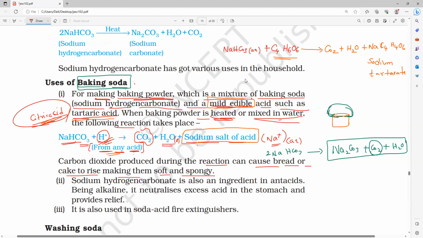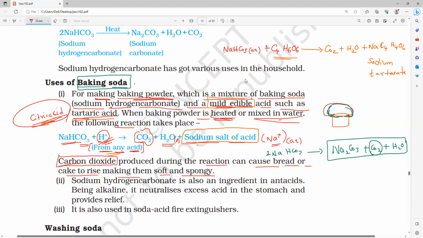So who is making that bread or cake sponge and fluffy? Baking powder. What is that gas? Carbon dioxide. Understand? The cupcake is exposed more, the size is increasing, and it is becoming fluffy and spongy, very soft to touch because of carbon dioxide.